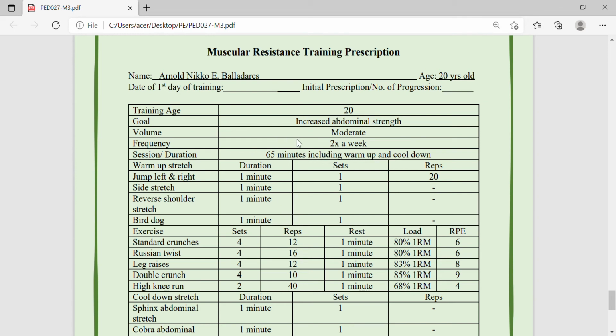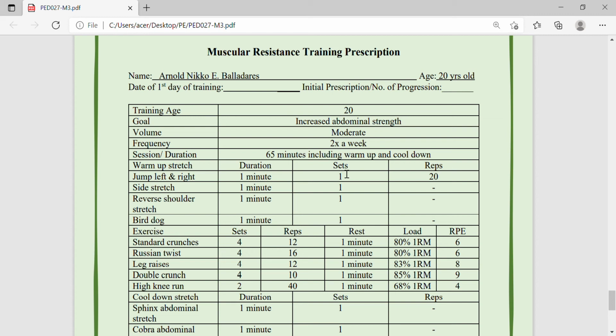The volume is already indicated here. The volume or intensity of this prescription would still be moderate, and it will be done 2 times a week with a duration of 65 minutes, including the warm up and cool down. I did not go with intense volume since my client would struggle with my given exercises, in line with his goal, of course.